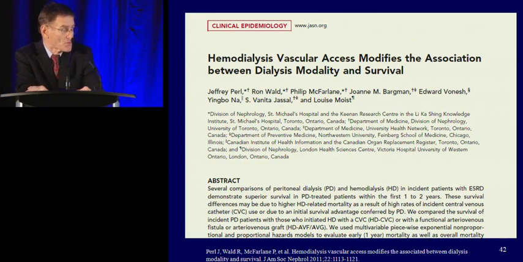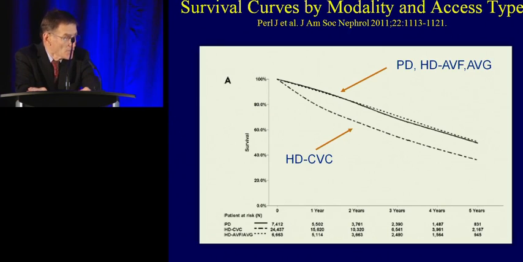But the driver for this was Jeff Pearl's paper, again from the Canadian Registry, looking at outcomes with hemodialysis and how the access impacted the mortality rates. This is a study looking at survival curves by modality and access type. And you can again see, which is very obvious, that patients who start hemodialysis with a central venous catheter have a much higher mortality rate than those patients who start with PD or HD with an AV fistula or an AV graft, and this is correcting for the usual variables. So the idea that putting in a central venous catheter and starting people on dialysis is the right thing to do really doesn't hold up, because they are in fact going to have a higher mortality rate.